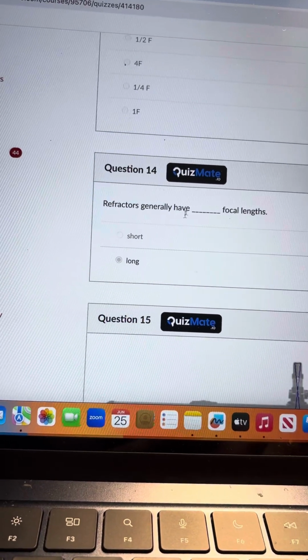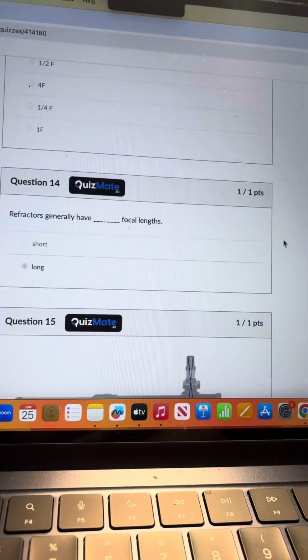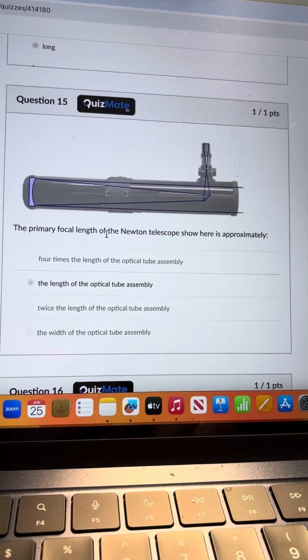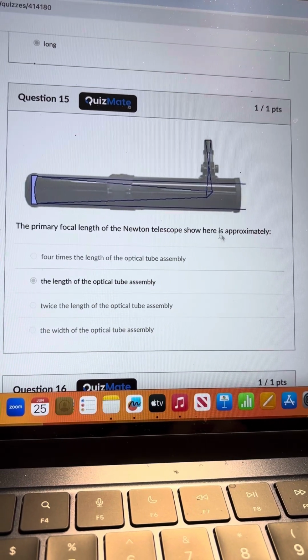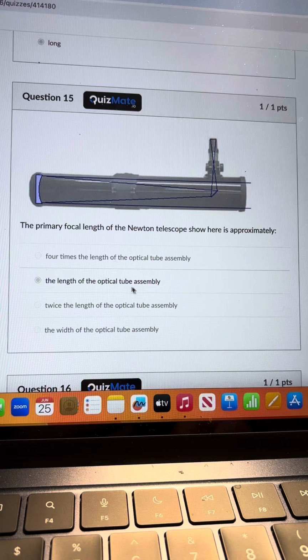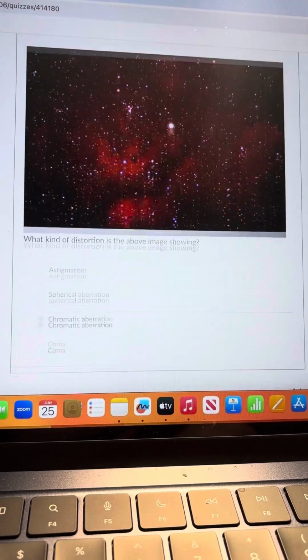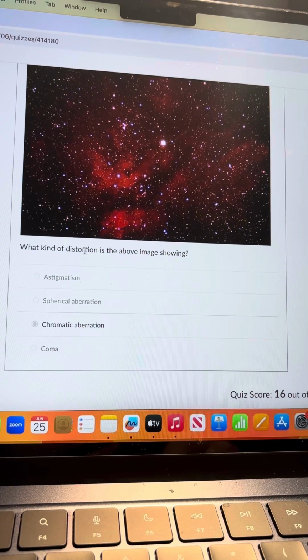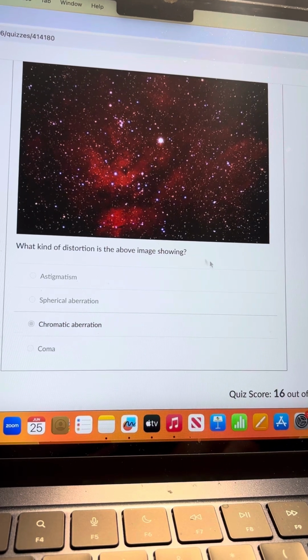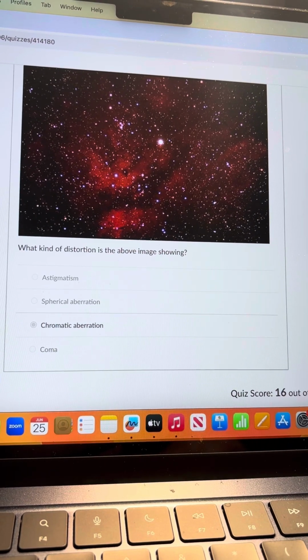Refractors have long focal lengths. The primary focal length of the Newtonian telescope shown here is approximately the length of the optical tube assembly. What kind of distortion is the image above showing? The answer is chromatic aberration.